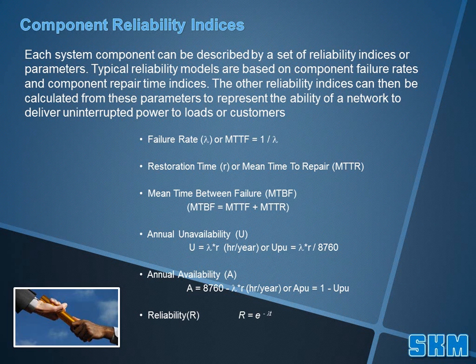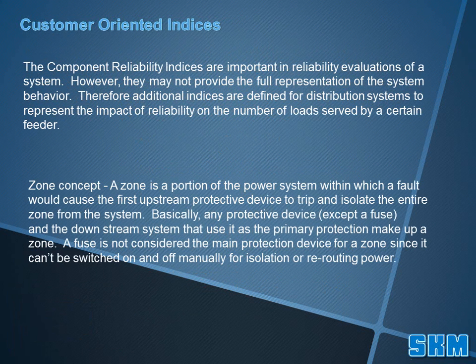The failure rate, or mean time between failures, restoration time, or mean time to repair, the mean time between failures, annual unavailability, annual availability, and reliability. Obviously, the component reliability indices are important in reliability evaluations of a system. However, they may not provide the full representation of the system behavior.